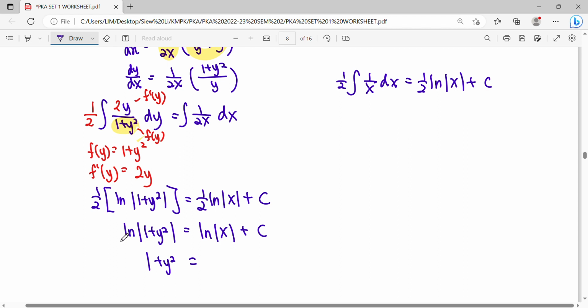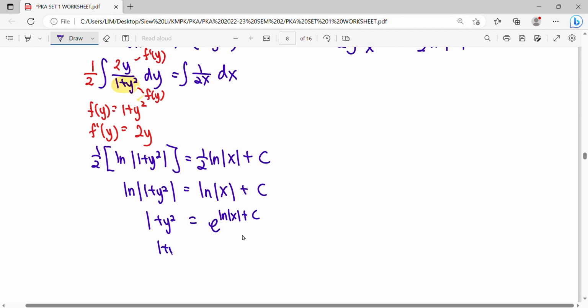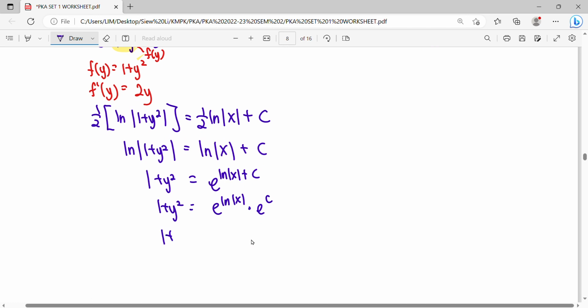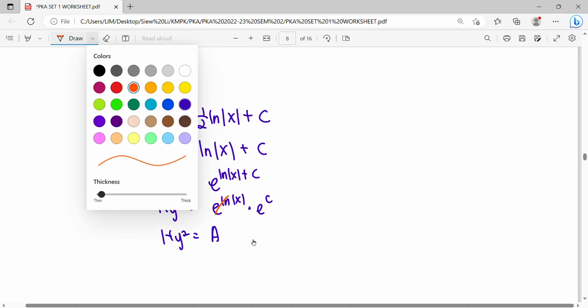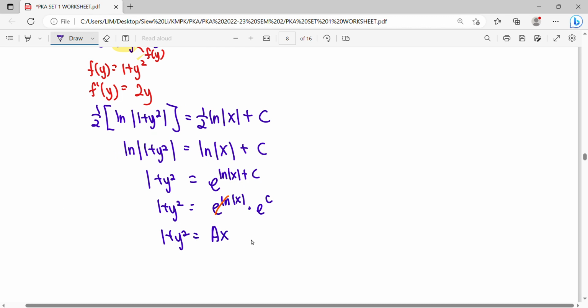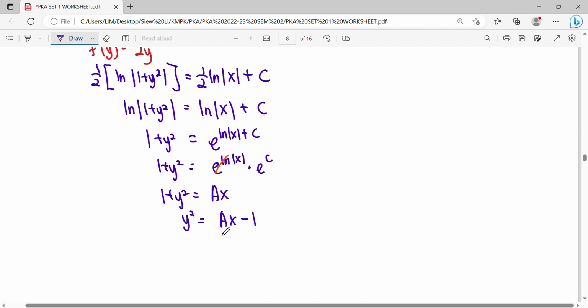So when we unlog this, e to the power of ln x plus c. When you raise e to the power of ln x plus c, it is e to the ln x multiplied by e to the c. e to the c is a constant A, and e to the power of ln simplifies to give you x. So finally it simplifies to Ax minus 1. And then taking the square root of your y squared, it will be y equals positive or negative square root of Ax minus 1.